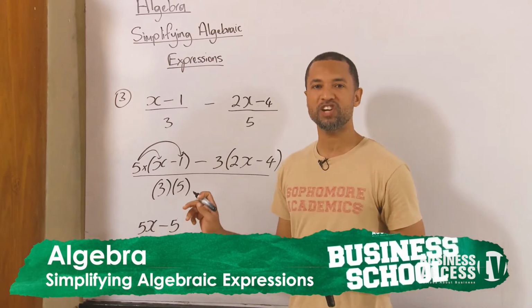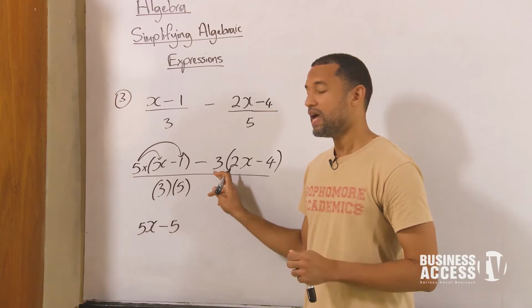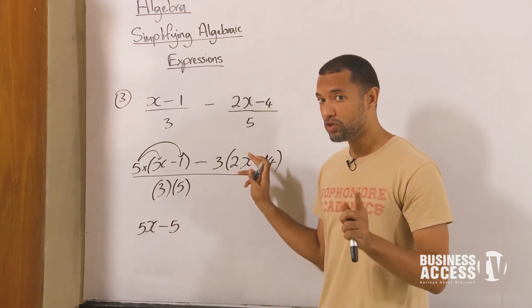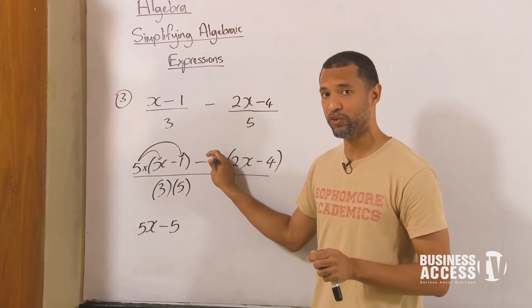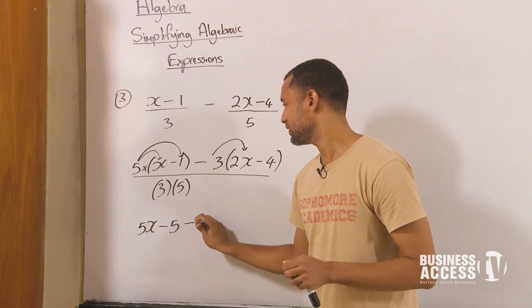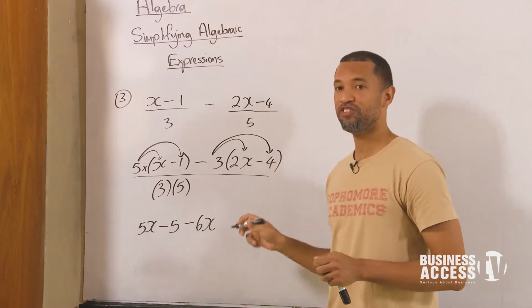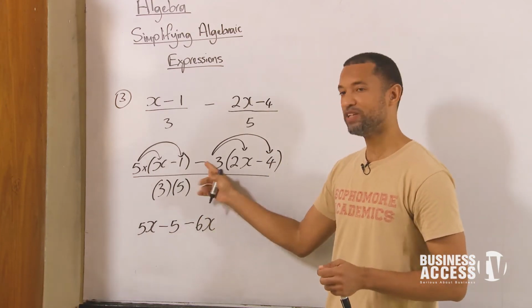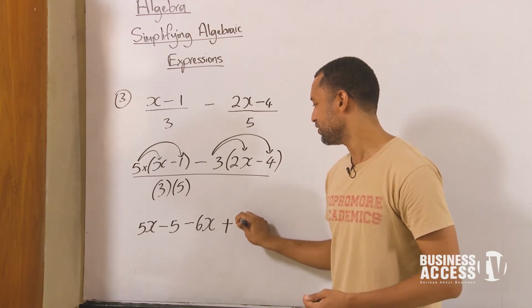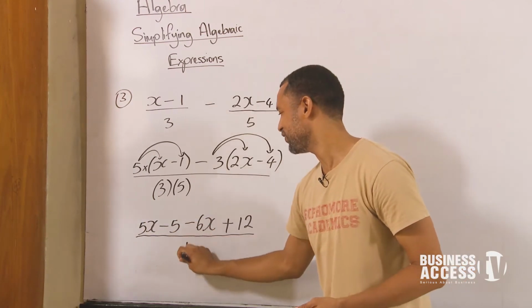Many students make a mistake right here. They forget that this is actually negative 3. And they just say, oh, 3 times 2x and 3 times negative 4. No, guys, it is actually negative 3 times 2x. So that's negative 6x. And then negative 3 times negative 4. Negative times negative is positive. So we end up with a positive 12, ladies and gents. And then we'll put that over 3 5s, which is 15.